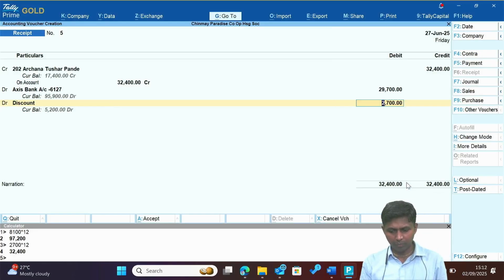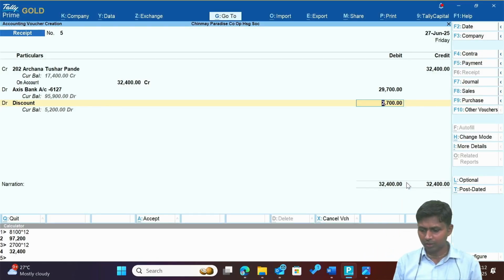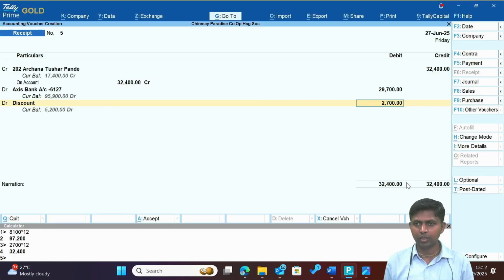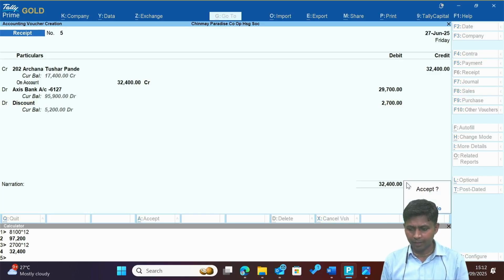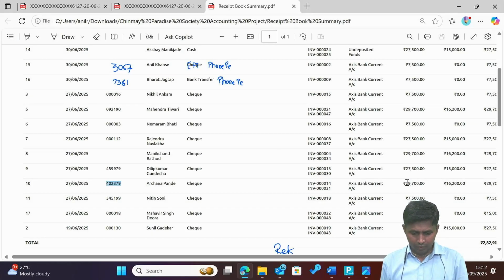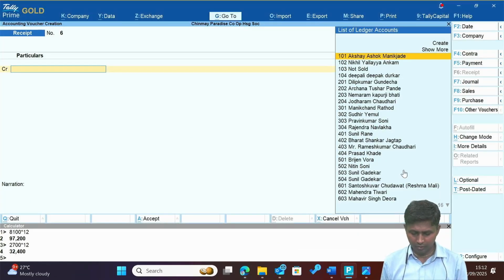If you are getting 1 month maintenance charges as a discount, that means 2,700, then your calculation is correct. Enter, enter, enter, accept the entry. Okay, then after that on the same date, what had happened? This Dilip Kumar, 27,500, that means he must have paid for the year only, and he is the owner, therefore 30,000 against.